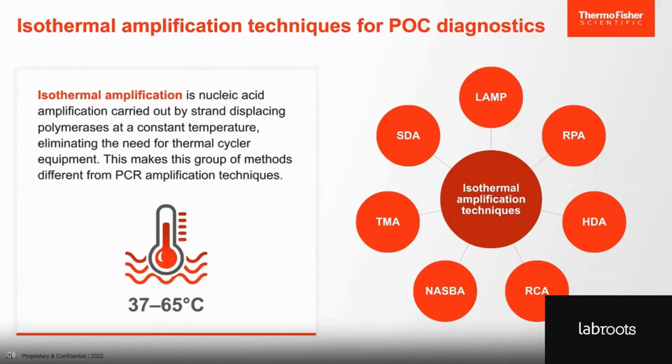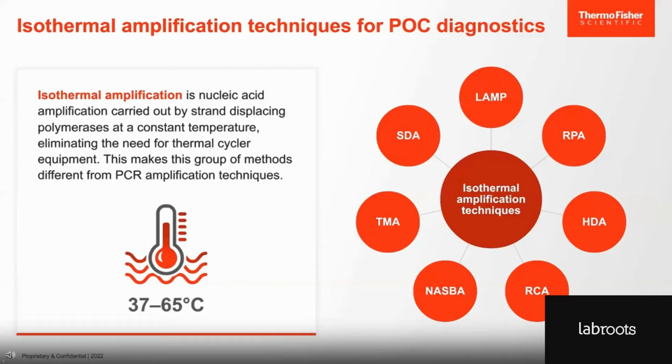The isothermal amplification usually works at a temperature range of 37 to 65 degrees Celsius. There is a wide range of polymerases that carry out isothermal amplification, and in turn a wide range of techniques that you can see here on the right. In the next slides, we will talk about LAMP especially.